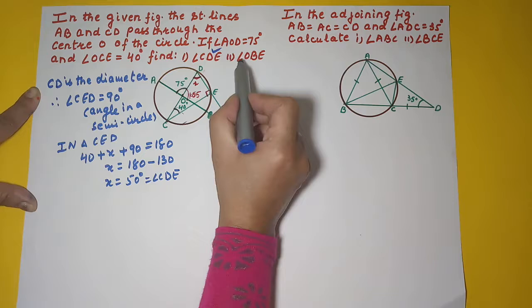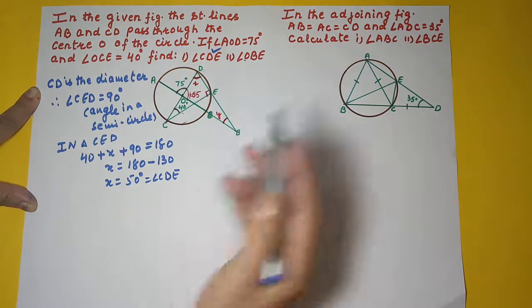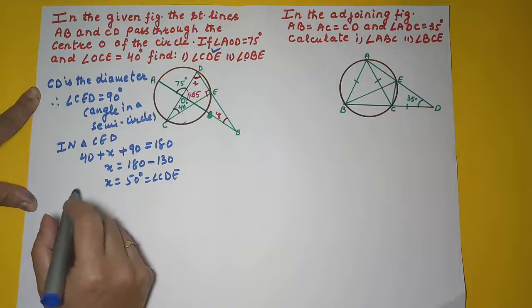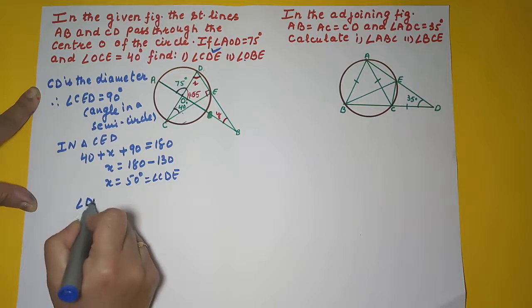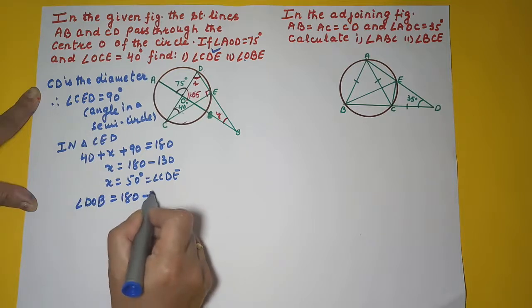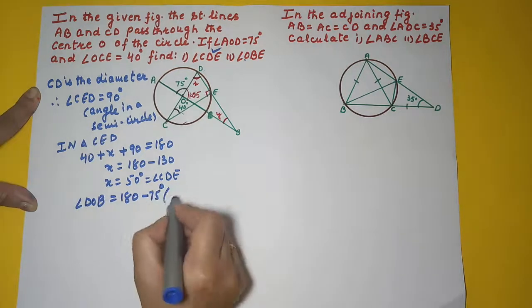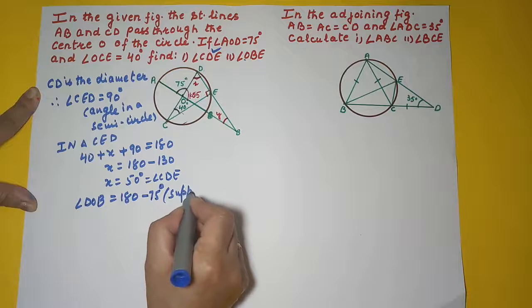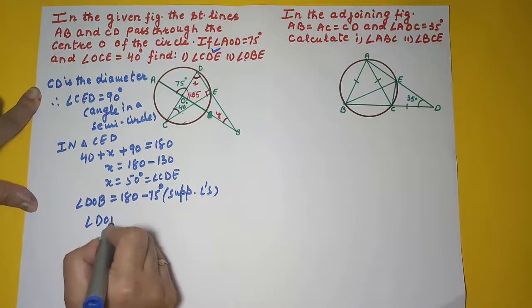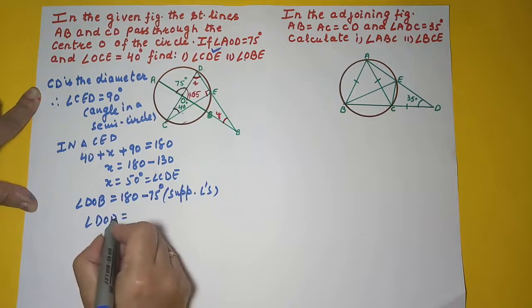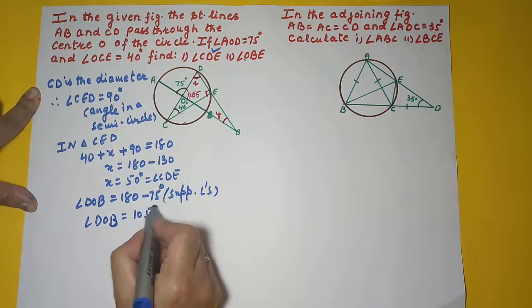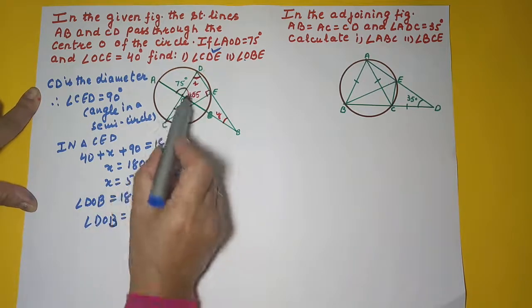Now I have to calculate angle OBE. For that I will calculate angle DOB. So angle DOB will be equal to 180 minus 75 degrees. Why? Supplementary angles. So my angle DOB will be 105 degrees, right? I found this angle.